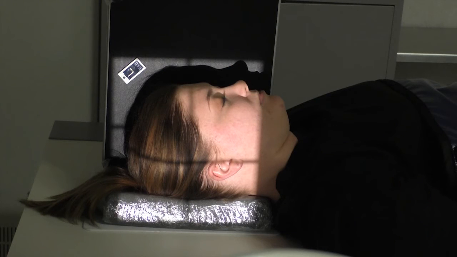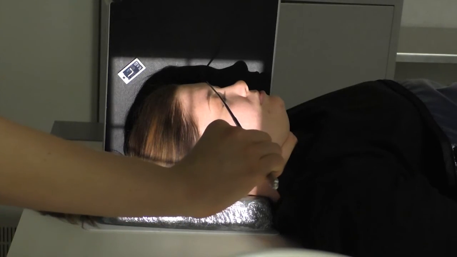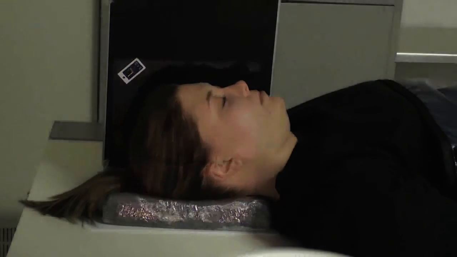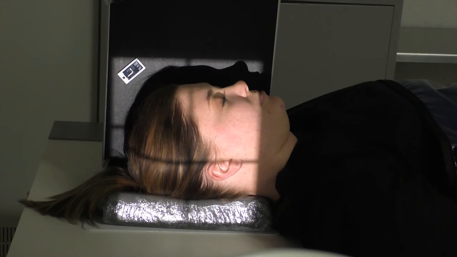For the cross-table lateral, there is no tube angle. The mid-sagittal plane is parallel to the IR. The IPL is perpendicular to the IR, and the IOML is perpendicular to the table. Center 2 inches superior to the EAM, collimate around the area of interest. Marker is placed on the correct anatomical side. Suspend respiration.